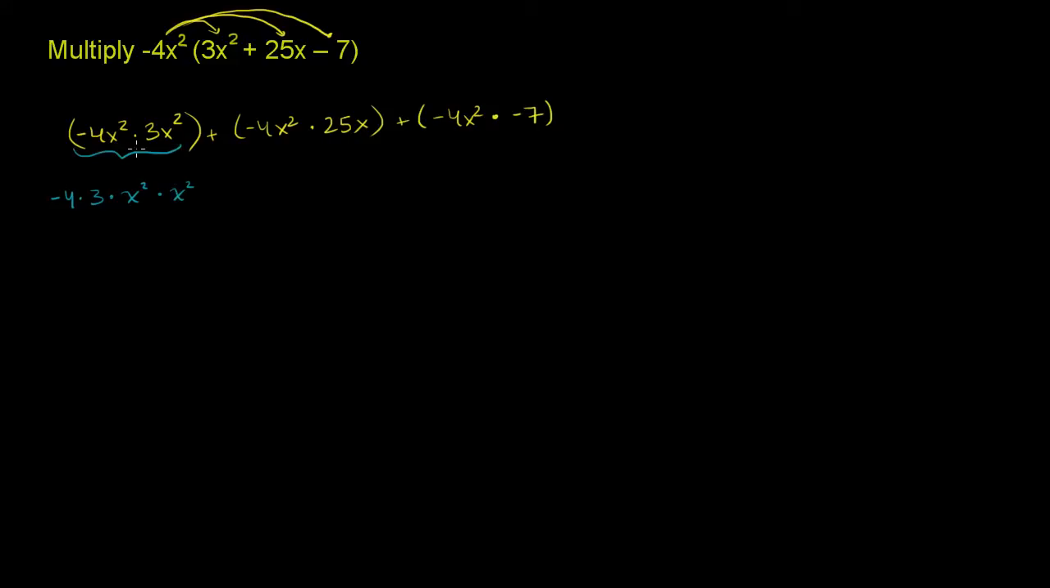And what is that equal to? Well, negative 4 times 3 is negative 12. And x squared times x squared, same base, we're taking the product. That's going to be x to the fourth. So this right here is negative 12x to the fourth.